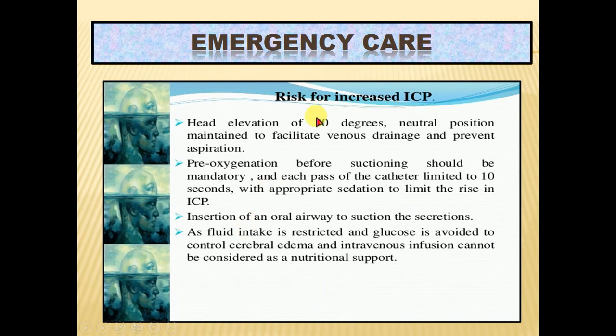Next is risk for increased ICP. I have already talked about head elevation. Next I will be talking about suctioning. We have to be very careful regarding suctioning. Endotracheal suctioning causes a sudden increase in intracranial pressure. So what we need to do is pre-oxygenate before suctioning, and when we pass the catheter, each episode of suctioning should not exceed 10 seconds.